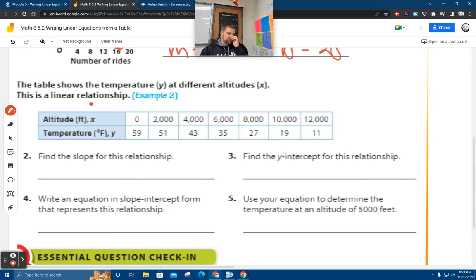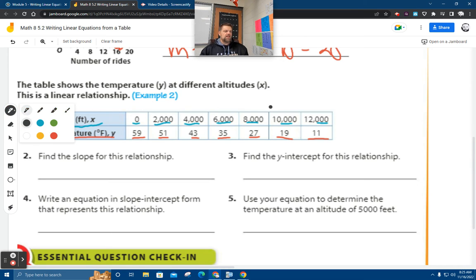But let's read it. It says the table shows the temperature Y. So the temperature is Y. And then at different altitudes X. So the X values are these. This is an X value, this is an X value, X, X, X, X. And these are all the corresponding Y values. And they tell us it's a linear relationship.